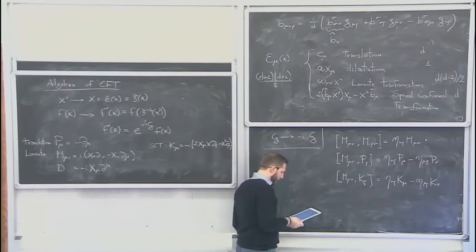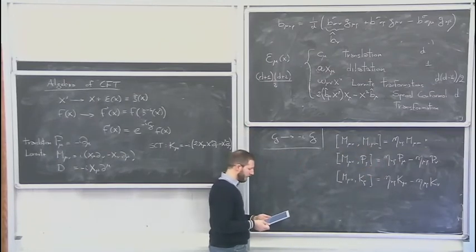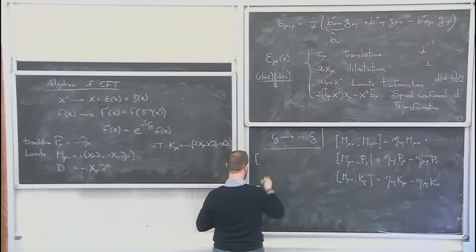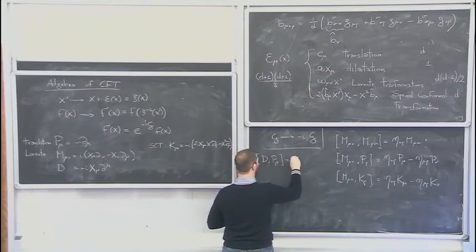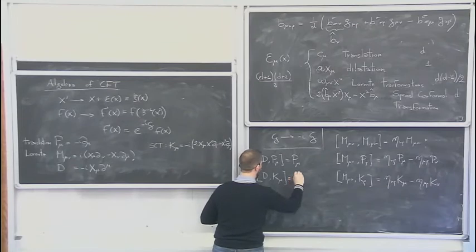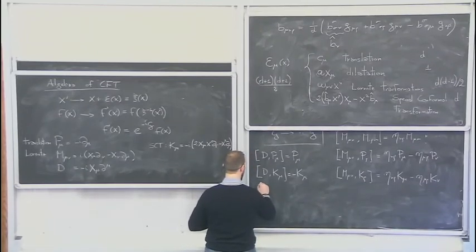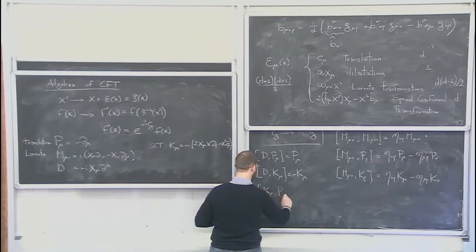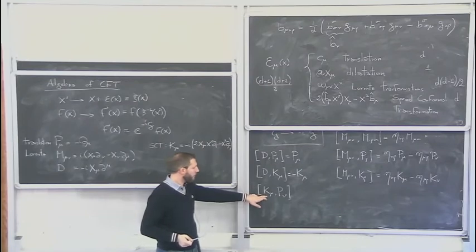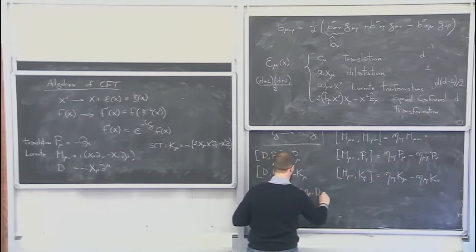And then the more important ones are the commutation relations between the new set of generators. Among them, we have a commutation relation between D and P, which is equal to P. We have a commutation relation between D and K, which is equal to minus K. Notice this minus sign, which is very important. And then finally, the algebra closes also when you consider K mu, P nu. So the commutation relation of the special conformal transformation generator and the translation generator gives you back twice the dilatation minus a rotation.